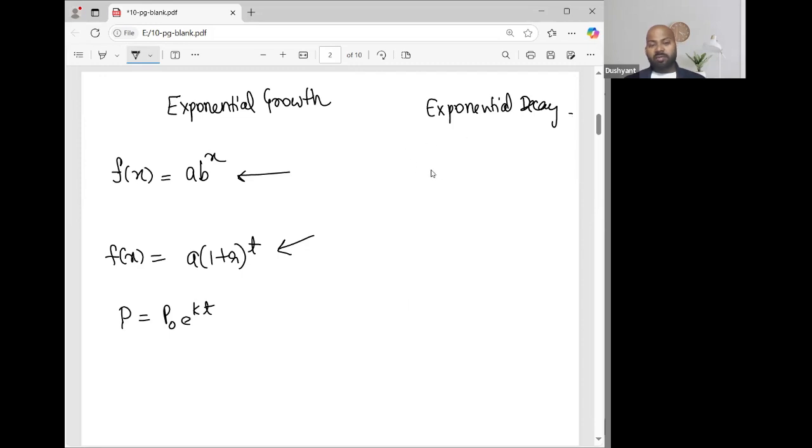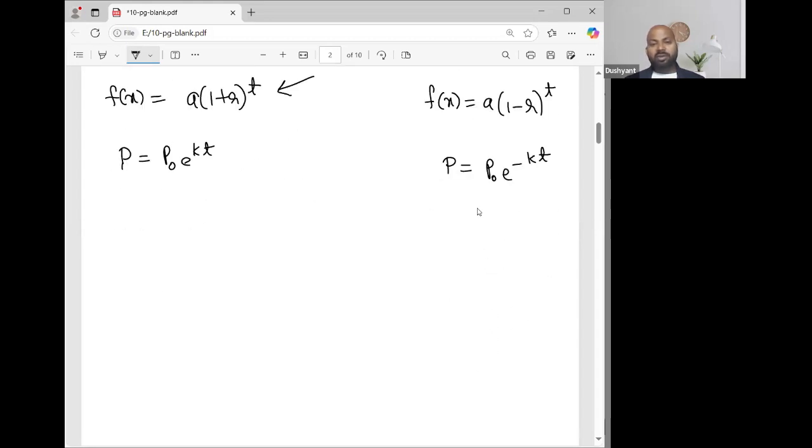Similarly, for decay, we will have f(x) equals a times b to the negative x, or f(x) equals a(1 minus r) to the power of t, and the last one would be P naught e to the minus kt. P naught is the initial quantity, nothing else, principal, initial quantity.